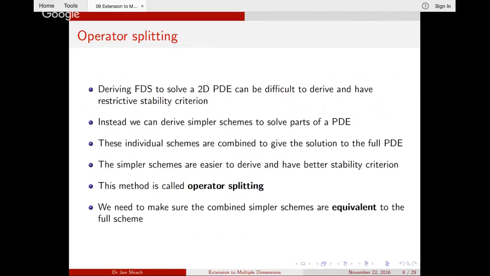What are the benefits of this? Well, they have much better stability criteria. So we have a much less restricted value of our delta t with the split schemes than we did with the unsplit scheme. They're easier to code, they're easier to derive, it's all round just easier. But what we do need to make sure is that when we split it up and solve it, the solution we get is equivalent to the solution we would get if we didn't split it up. There's no point splitting it all up, solving it, and then not getting an equivalent solution, because then you're not solving the problem.